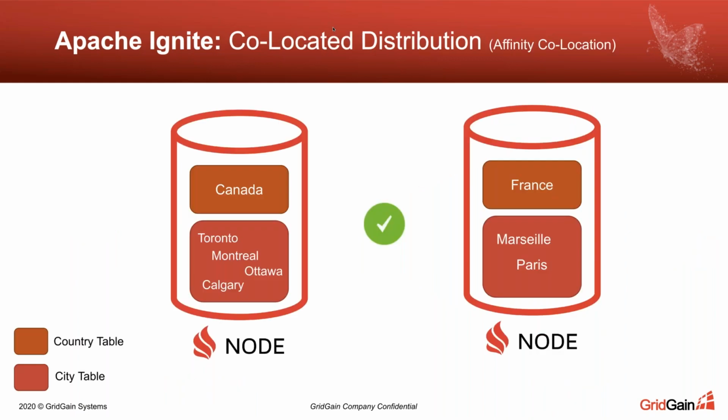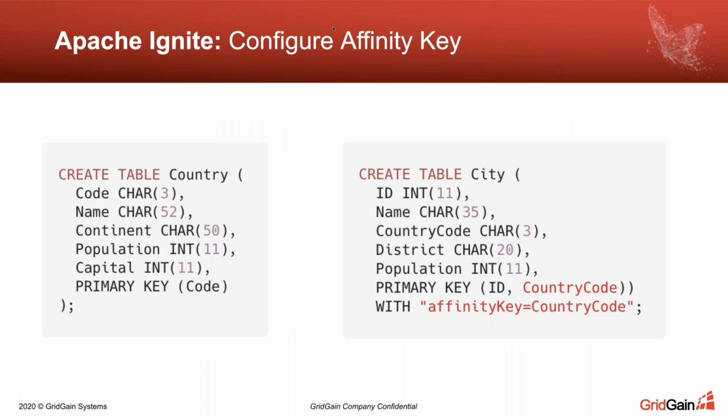So the way to do it, obviously, is to collocate. And the collocation cannot be done in general. You, the engineer, have to tell Ignite or any other system how to collocate. The way to do it in Apache Ignite, when you create a table in SQL, and that's just an example of how Ignite supports SQL, is to tell the city table that it has to be collocated with the country code. The country code is a three-letter code, I think it's the ISO code, and it's basically the same code as exists in the country table.